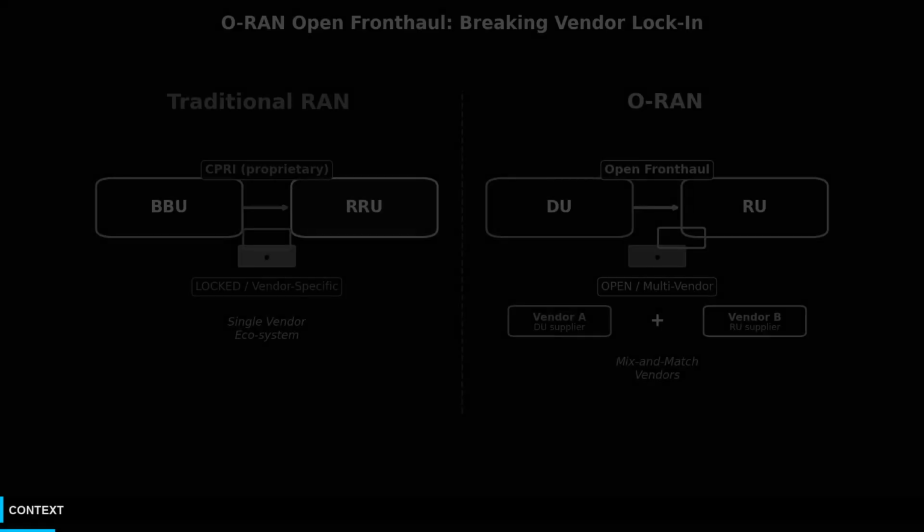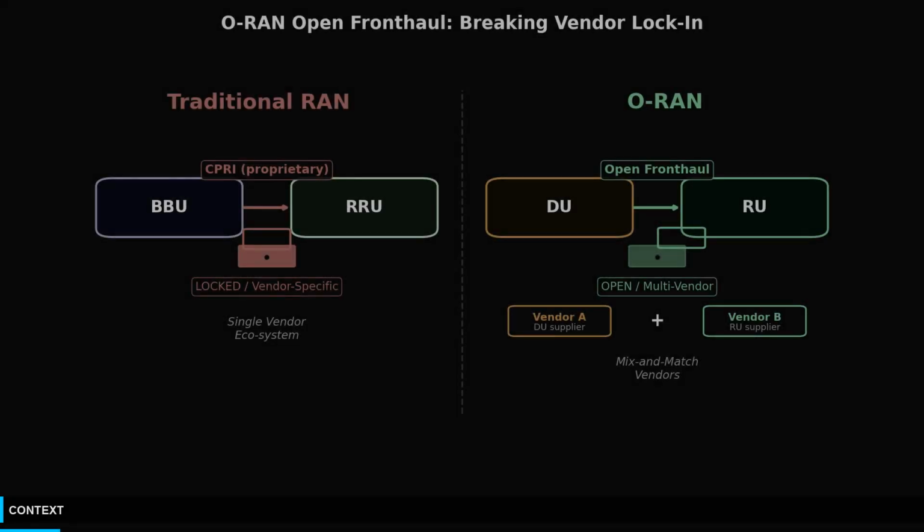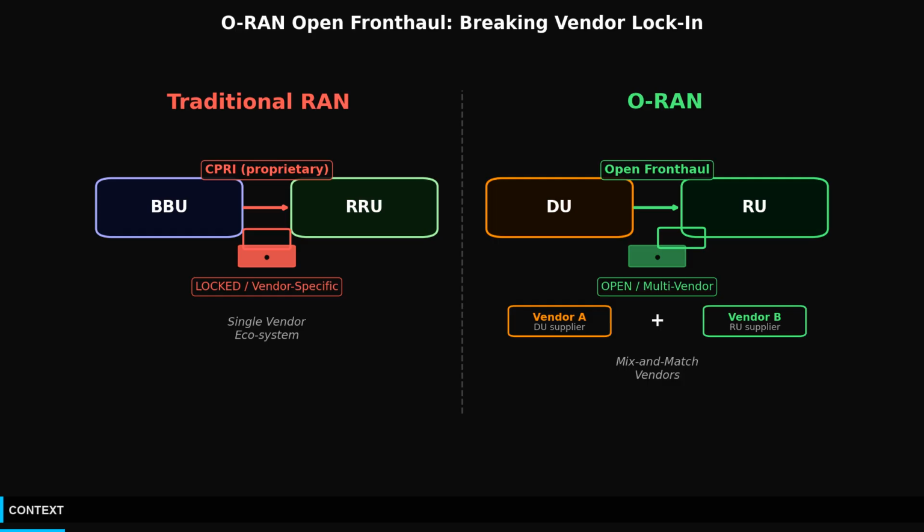Let's set the stage. In a traditional RAN, the baseband unit and the radio were tied together, usually from a single vendor connected by a proprietary CPRI link. That worked, but it locked operators into closed ecosystems. O-RAN Open Fronthaul explained in one sentence is this: take that closed link, define it as an open multi-vendor interface, and let any compliant radio talk to any compliant baseband. The O-RAN Alliance specified this interface so a radio unit from vendor A can connect to a distributed unit from vendor B. That sounds simple.